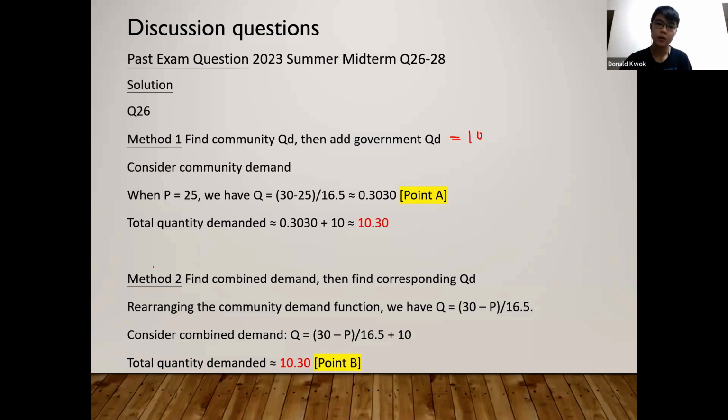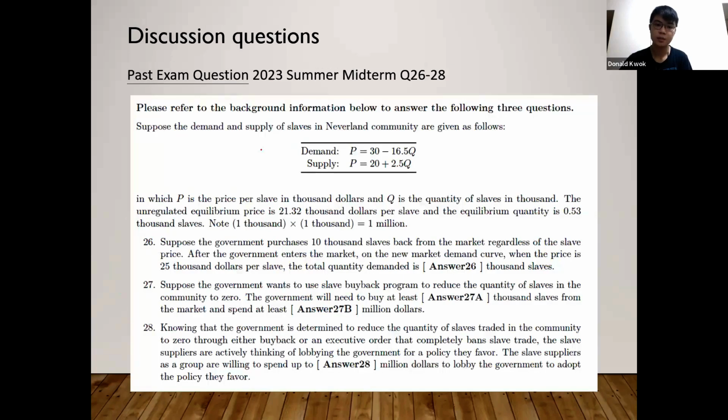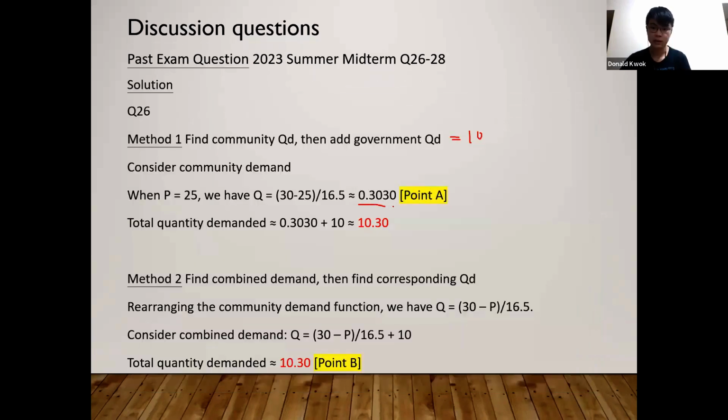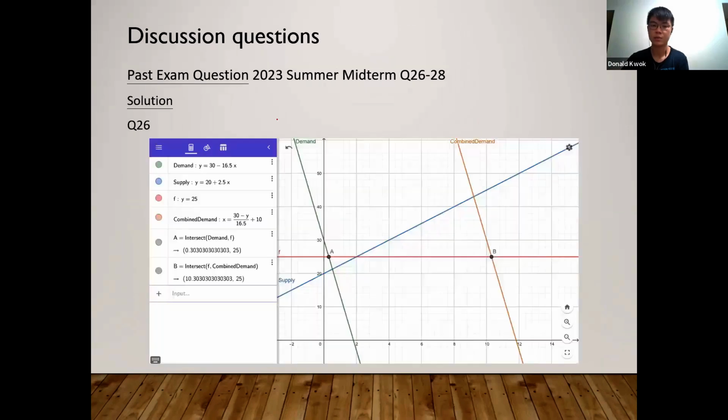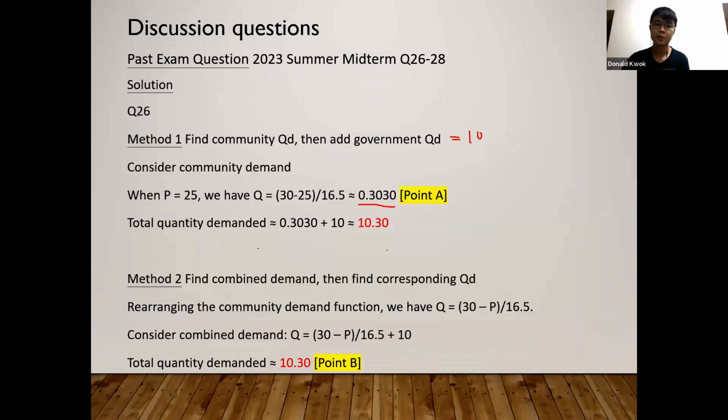To find the quantity demanded of the community, we just need to plug the price of 25 back into the demand function. Then we have the corresponding quantity demanded of the community, which is 0.30. And if you are trying to use GeoGebra to help solve this question, then simply find the intersection of the community demand, the green one, at the price of 25. So that gives us the community quantity demanded 0.30. Then add 10, and it would be the total quantity demanded of the community plus the government. We have 10.30 as the answer.